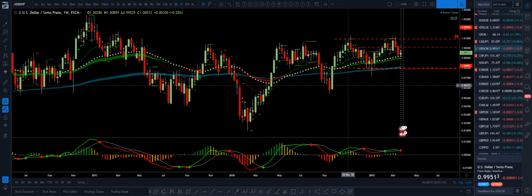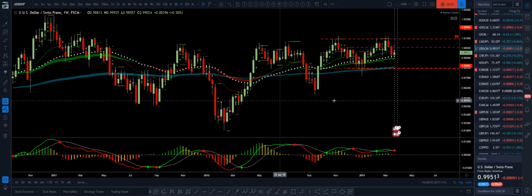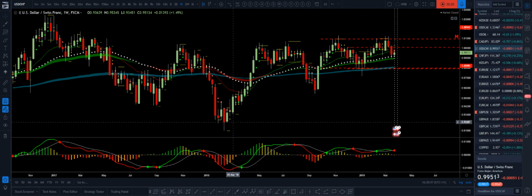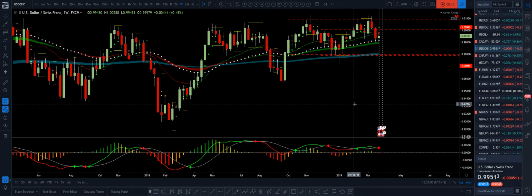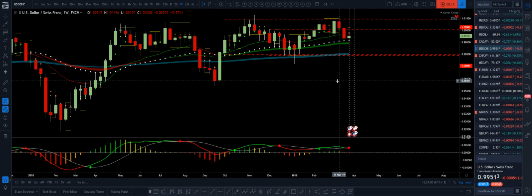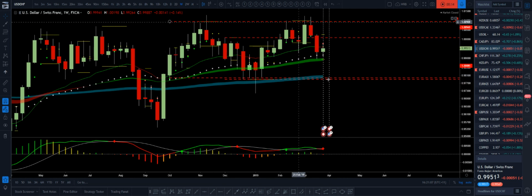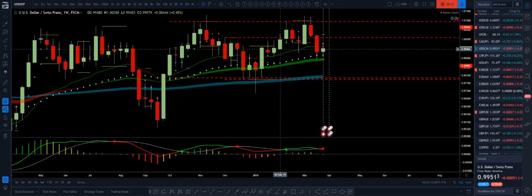Let's have a look at the Swiss dollar. From the weekly chart, there is really no trend. You can see it's just up and down as consolidation here. But from the last couple of weeks, if you have a look, this couple of candles is a really good formation for the downtrend.